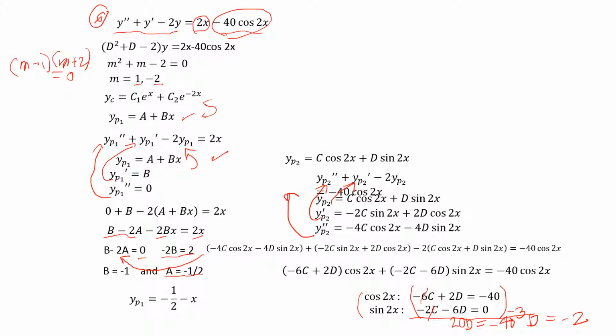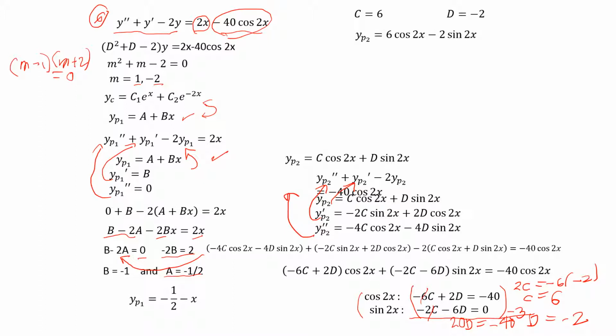Now, if d is negative 2, then we can just use 2c is negative 6 times negative 2. Therefore, c is what? c is 6. So these are our values. c is 6 and d is negative 2.